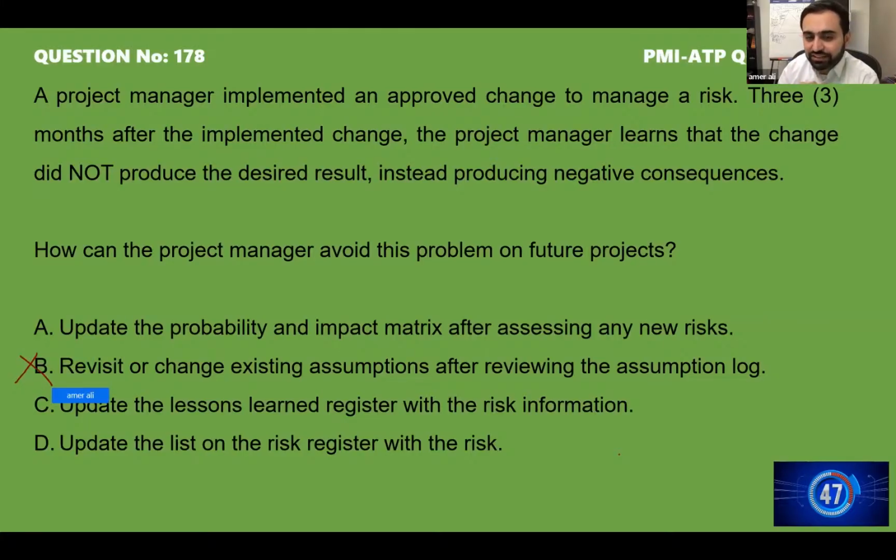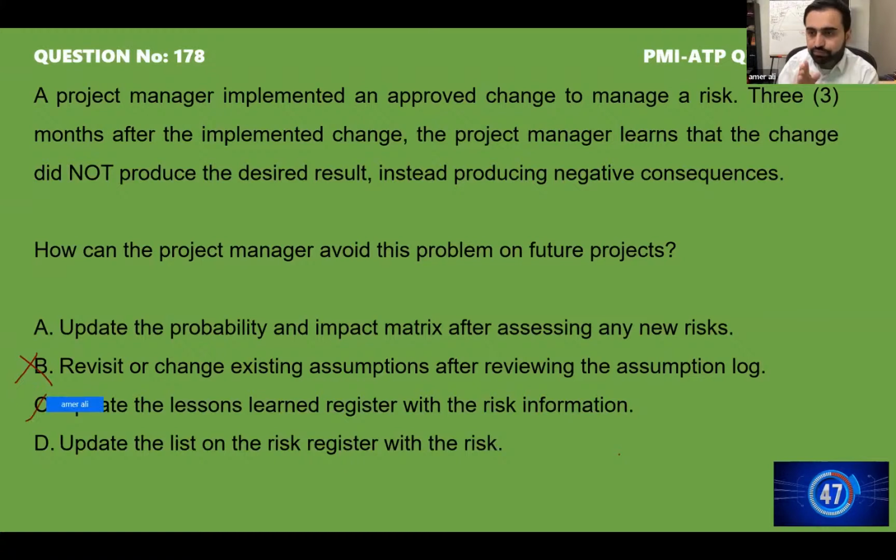So B is eliminated. Update the lesson learned register with the risk information. Lesson learned has nothing to do here. We are looking at what mistake we should avoid. In the future project, when this risk happens again tomorrow or in the next project, how do I make sure I don't make this mistake? This is not the answer.